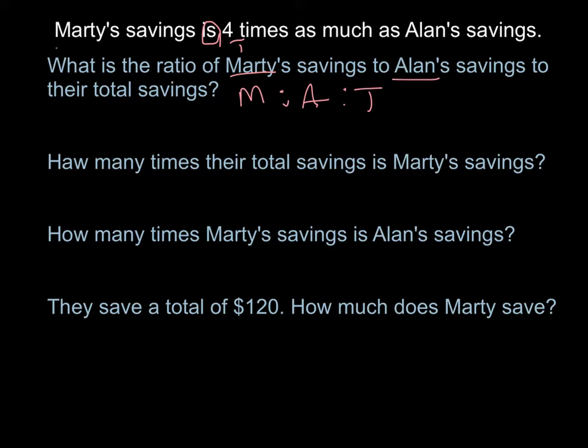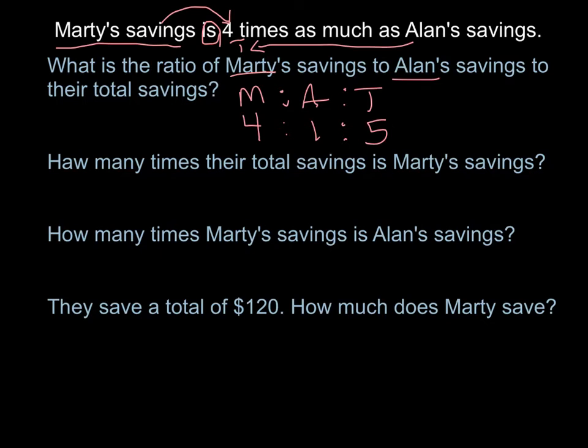And since Marty is by themselves, Marty's not with the 4 times, Marty's is on top. So Marty's is 4, and it's 4 times as much as Alan's, so Alan's is going to be just 1. So Marty is 4, bigger than Alan, because Alan's only 1, and the total, 4 plus 1, is 5. So 4 to 1 to 5, and that's in lowest terms.